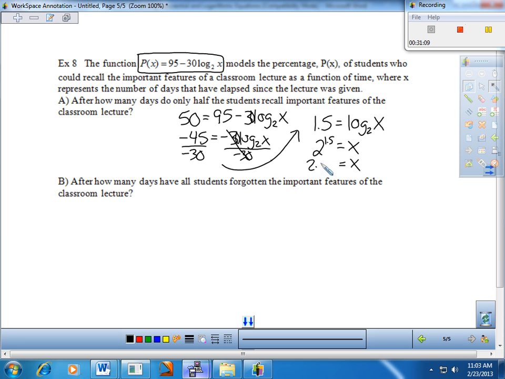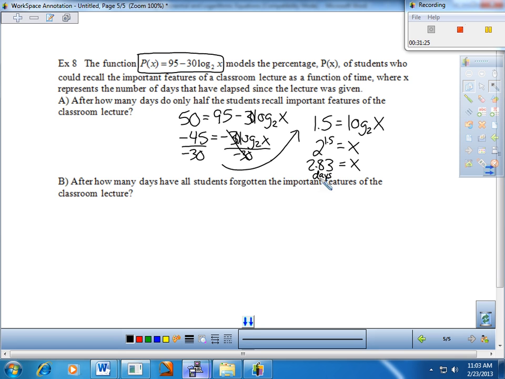So what this model is suggesting, between 2 and 3 days later after an important lesson, half the students have forgotten the important features of the lesson. That's wonderful. Makes a teacher happy, huh? Okay, well, I'll put that in. And then how about this one? After how many days have all students forgotten the important features of the classroom lecture?